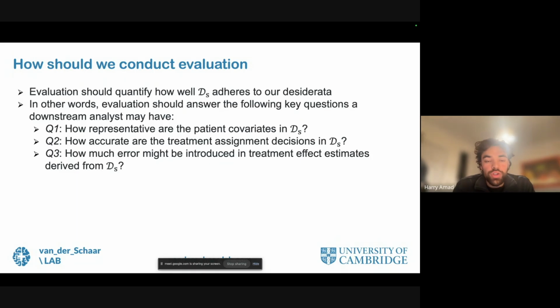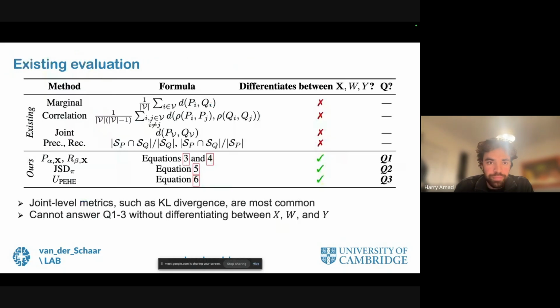If we want to answer question two, which is how accurate are the treatment assignment decisions in the synthetic data, that can be answered by analyzing specifically the treatment assignment mechanism. And if we want to answer how much error might be introduced in treatment effect estimates derived from the synthetic data, that can be answered by specifically assessing the outcome generation mechanism, or our third desiderata.